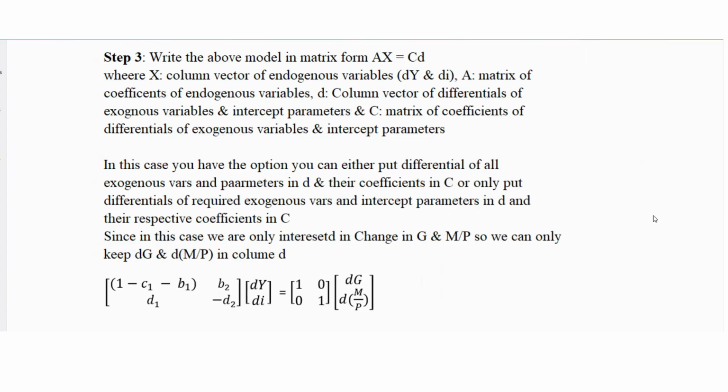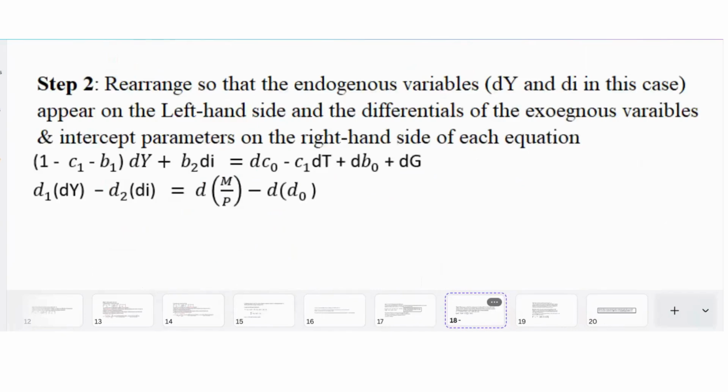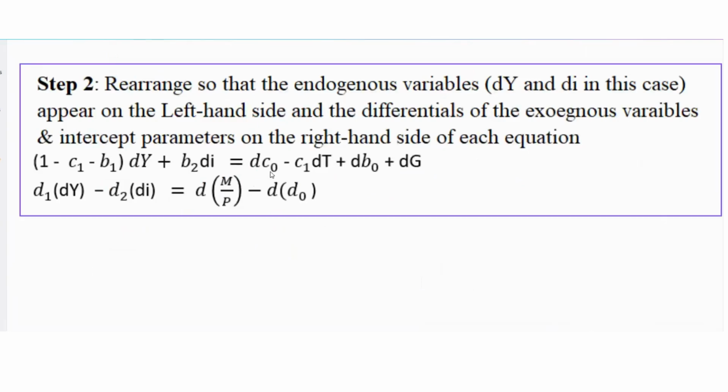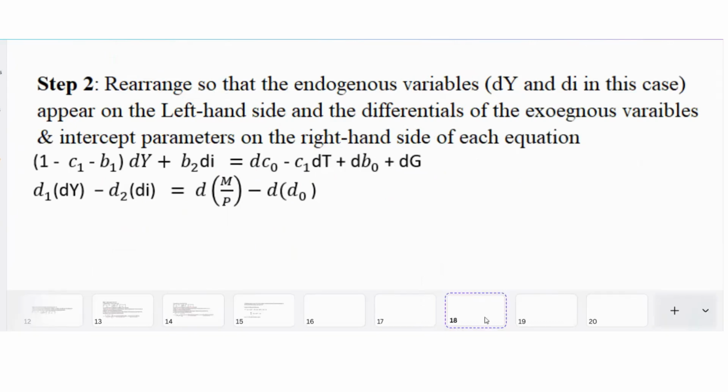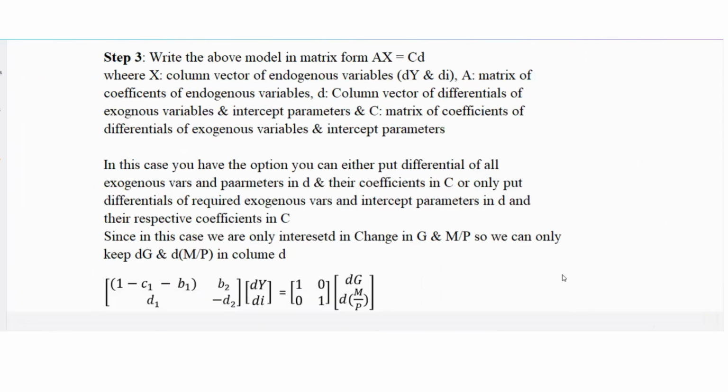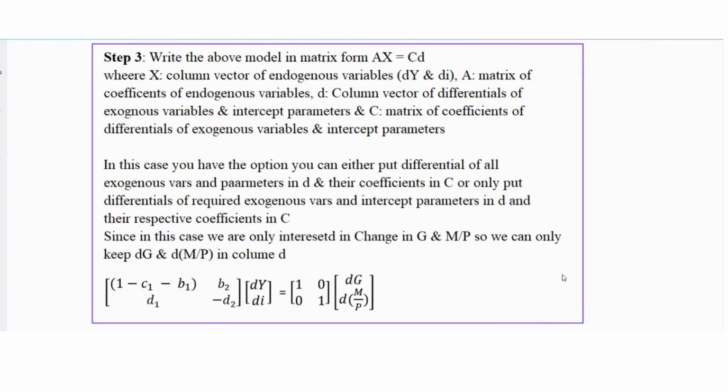Now, in this case, you have the option. You can put differentials of all exogenous variables and parameters in D and the coefficients in C. So I could add in D every single exogenous variable and intercept parameter on the right hand side, right? So we could add dc naught, we could add dt, we could add db naught, we could add dg, dm by p, dd naught, right? So we could add all the differentials of exogenous variables and intercept parameters that we see on the right hand side in D and the coefficients in C.